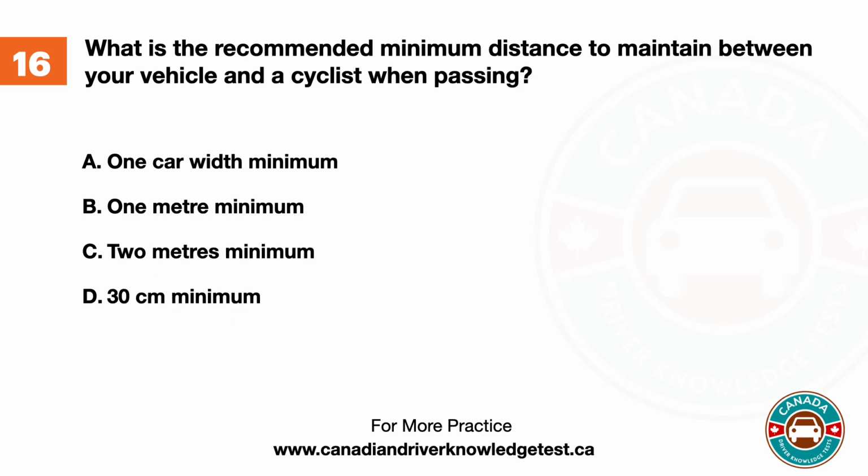Question 16. What is the recommended minimum distance to maintain between your vehicle and a cyclist when passing? A. 1 car width minimum. B. 1 meter minimum. C. 2 meters minimum. D. 30 centimeters minimum. The answer is B. 1 meter minimum.